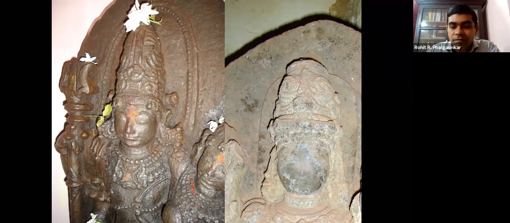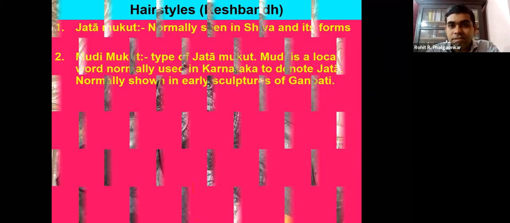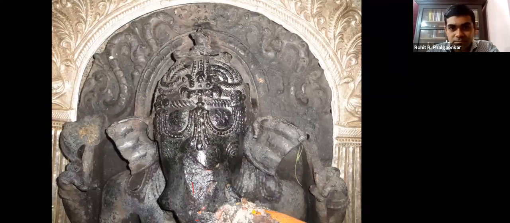Then you have another type which is called Mudi Mukut. Mudi means a bunch. You can see here there's a sculpture of Ganpati, and on the top you can see his hair is tied. This artist in the 12th or 13th century has shown very minute details. You can see the strands of the hair are tied in the form of a ribbon, and he has wrapped it around the head. So this is called Mudi. Mudi means just to tie.